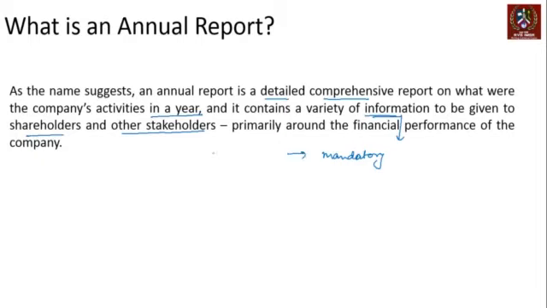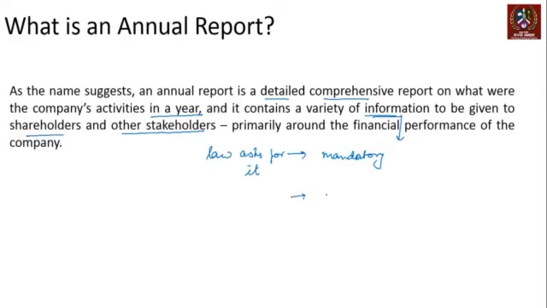Now, some of this information is mandatory to be given, right? Why is it mandatory? Because the law asks for it. There is a rule that you have to give financial statements. There is a rule that you have to disclose the nature of shareholding of the company. There is a rule that you have to disclose related party transactions within the company. We'll discuss all these as we go along. Some part of this is mandatory.